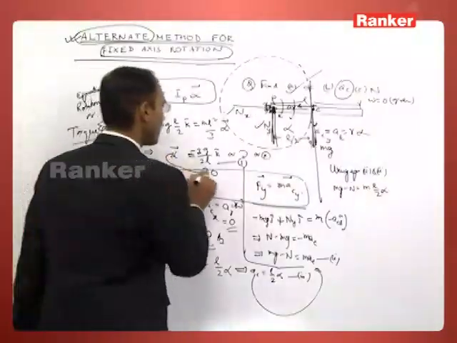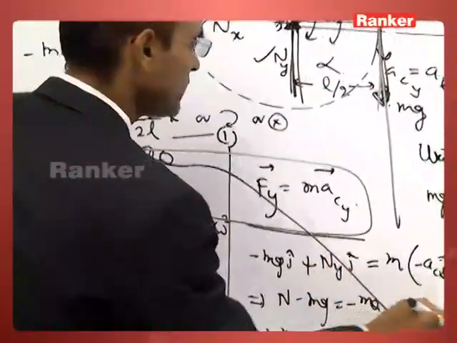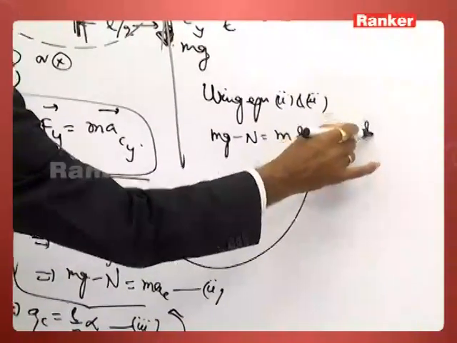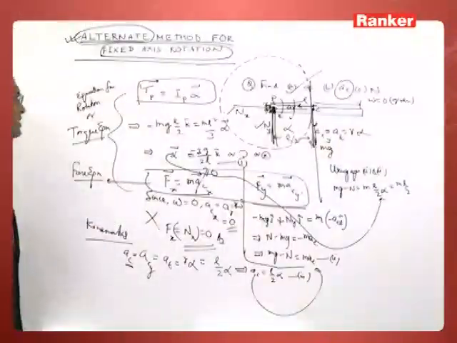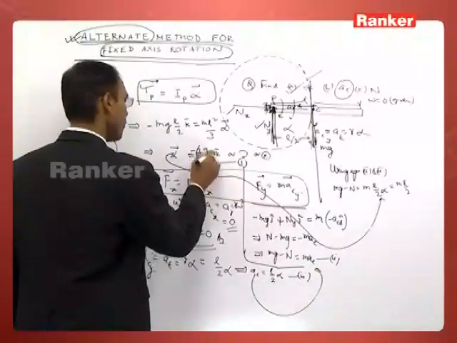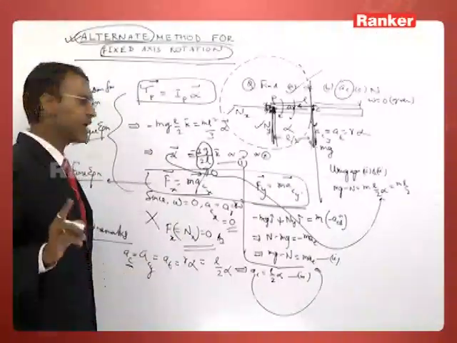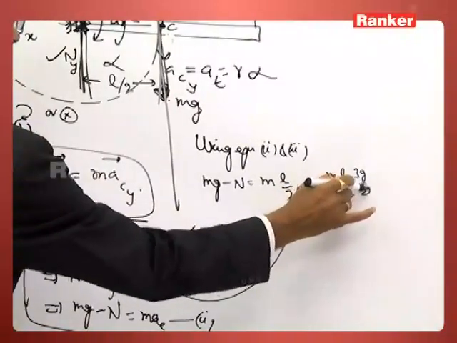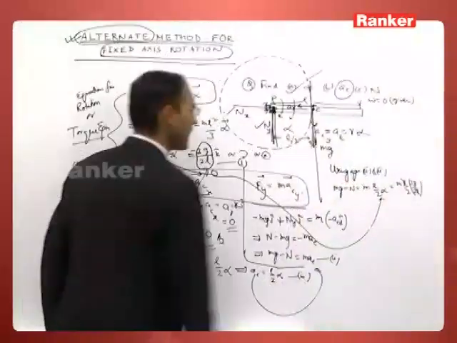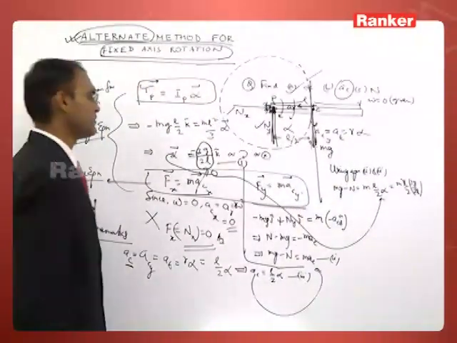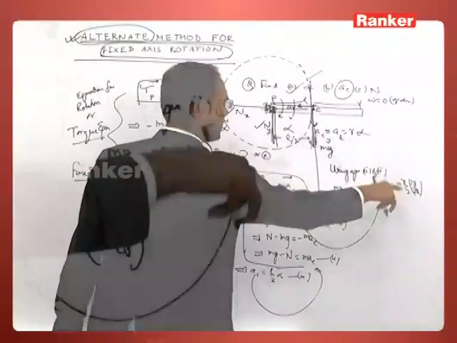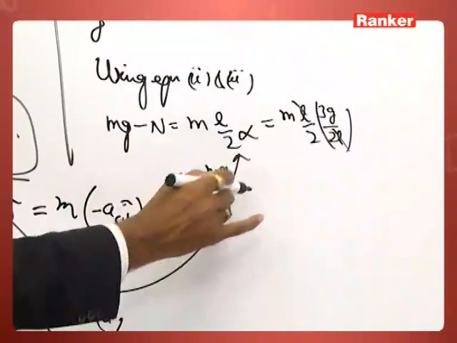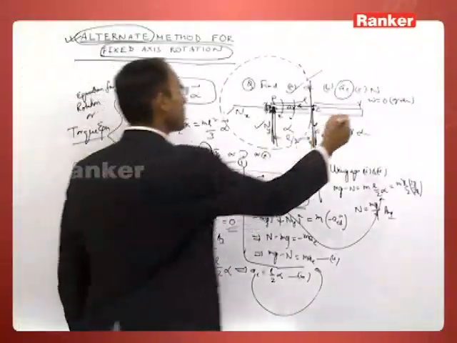And alpha value from the first equation you have to set, is equal to m L by 2. Alpha will be equal to how much? Its magnitude, so we do not take the direction, minus kcap is the direction. The magnitude is equal to 3g by 2L. L will be getting cancelled. So, mg minus n is equal to 3 mg by 4. Therefore, n will be equal to mg by 4. Answer. So, we got the normal reaction.